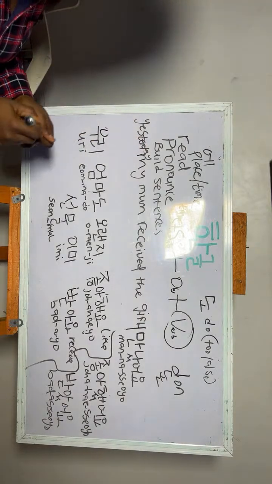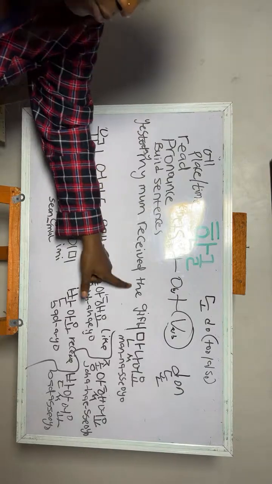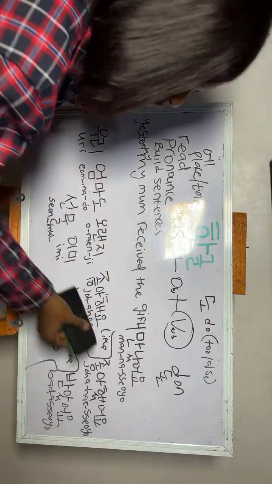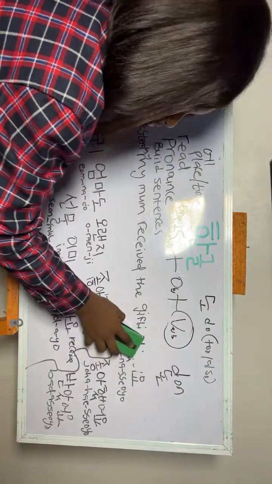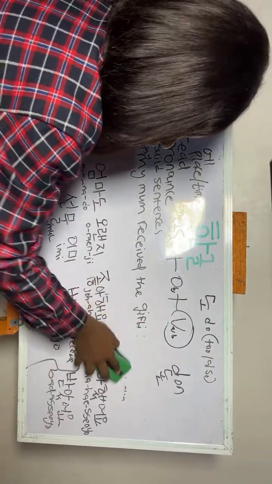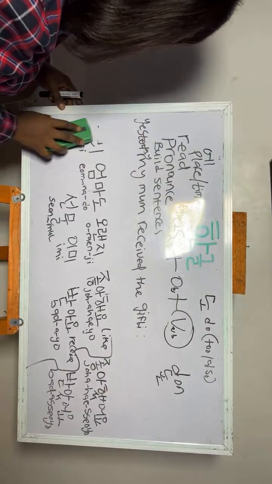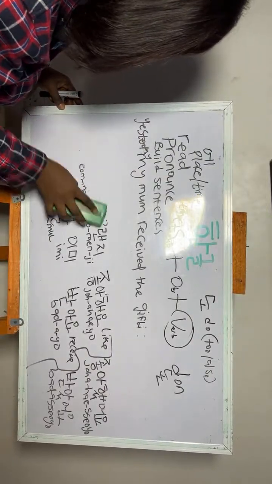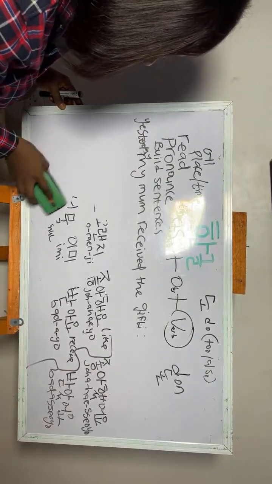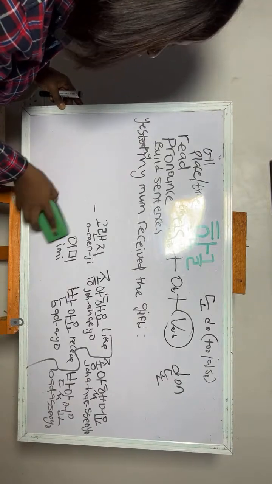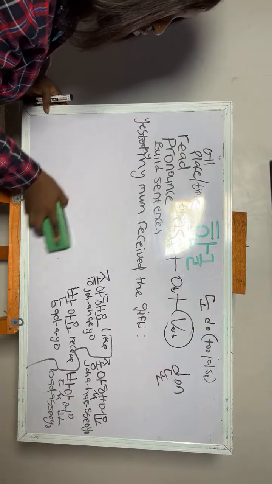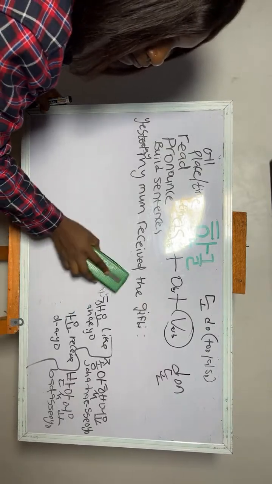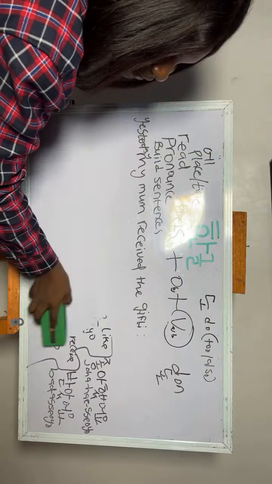The sentence is, yesterday my mom received the gift, or my mom received the gift yesterday. My mom received the gift yesterday. Try making that sentence in the chat. My mom, or yesterday my mom received the gift. Received, past tense.